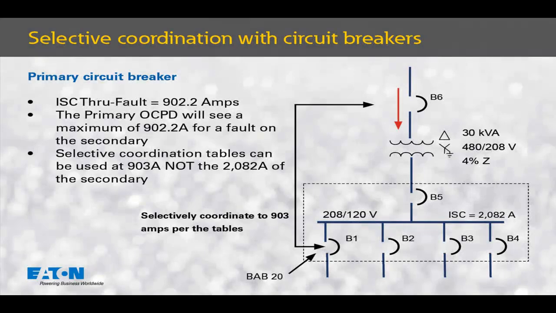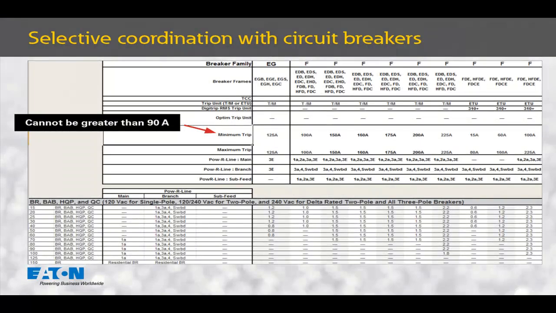To select the primary circuit breaker that selectively coordinates with the secondary BAB20, I use the selective coordination tables as before, but I use 903 amps as my starting point to determine selectivity of circuit breaker B1 with circuit breaker B6. We will use the circuit breaker tables to select our upstream circuit breaker. I cannot have a minimum trip that exceeds the NEC maximum of 90 amps. I've crossed out the circuit breakers at the top of this slide that cannot be adjusted to or below the 90 amp maximum required by the National Electrical Code for circuit breaker B6. These circuit breakers cannot be used on the line side of this transformer.